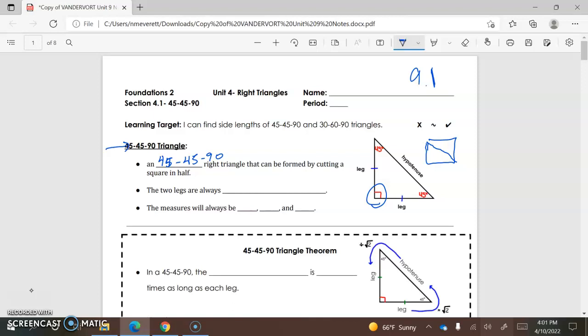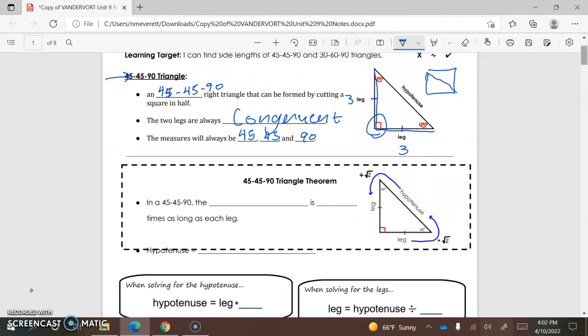One thing that we also have here is the two legs. These are the sides that are connected to the right angle, not the hypotenuse. The two legs are always congruent. So for instance, if you know that this leg length is 3, this length right here is also going to be 3. That's true for every 45-45-90 triangle. And the angle measurements are just 45, 45, and 90 degrees. Pretty self-explanatory. So those are the basics of the 45-45-90 triangle.